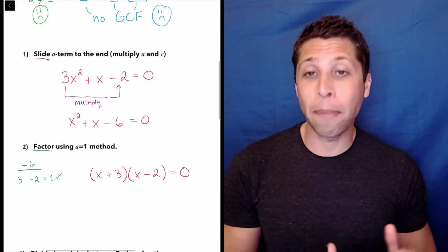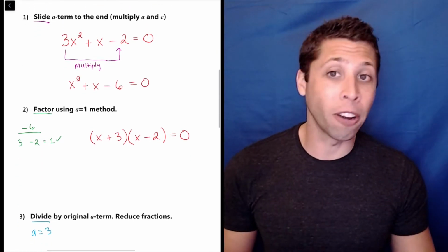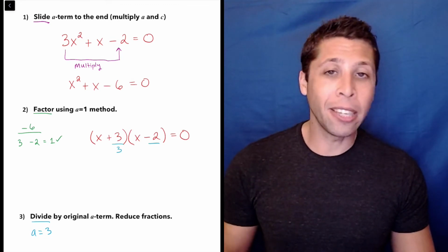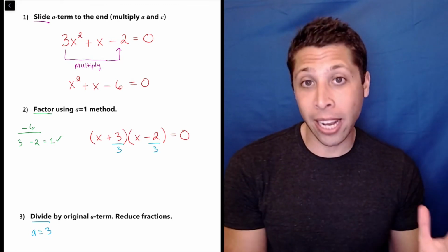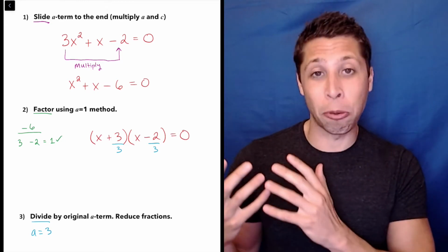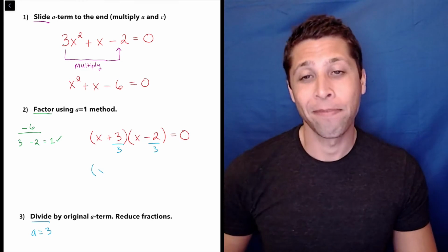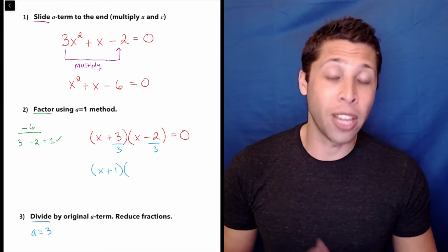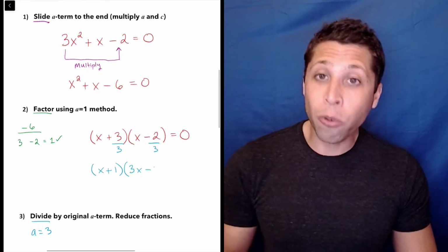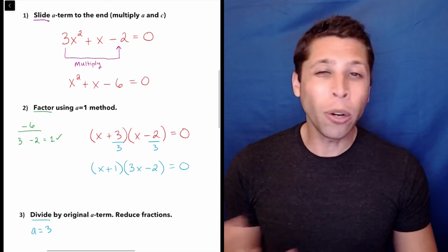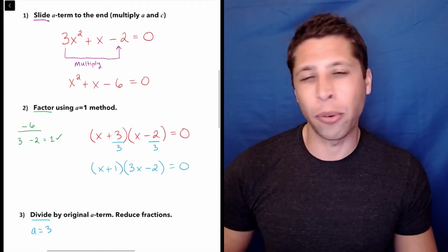The last step is to divide the last number of each of our factors by the original a term. Basically, we temporarily multiplied at the beginning, and now we have to unmultiply to undo that first move, slide and divide. Sometimes the fractions reduce in convenient ways, but if they don't, we should just take the denominator and place it in front of the x. We don't really want to have fractions in our equation if we can avoid it.